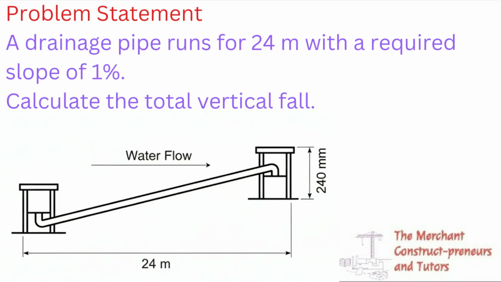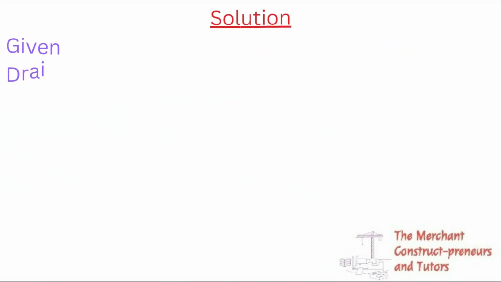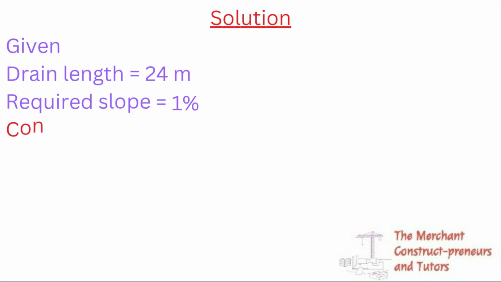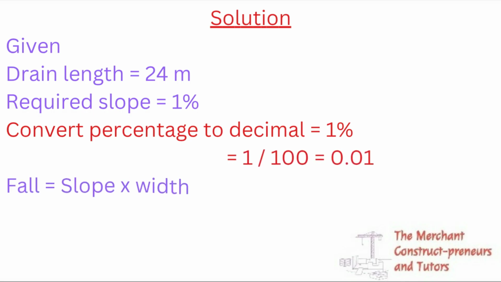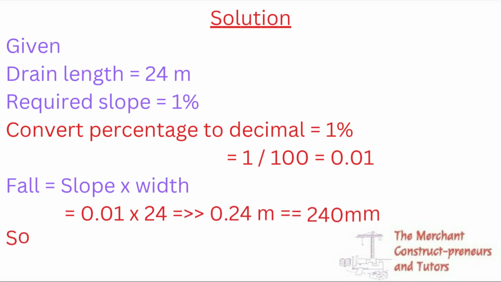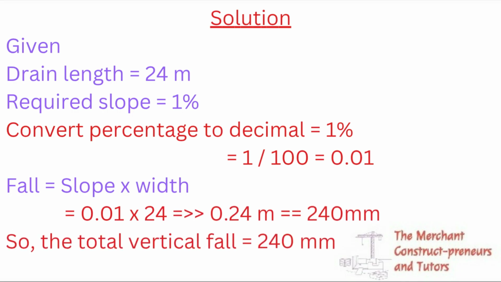Right? So this will guide us to understand that once it's expressed in percentage, we can convert it back to decimal. It's expressed as a decimal, we'll convert it to a ratio, you can convert it to a gradient, you can convert it to a percentage. So we are given in the question drain length as 24 meters, required slope as 1%. So first we'll convert the percentage slope to a decimal slope. So 1% is equivalent to 1 divided by 100. And once we perform that mathematics, it is 0.01.